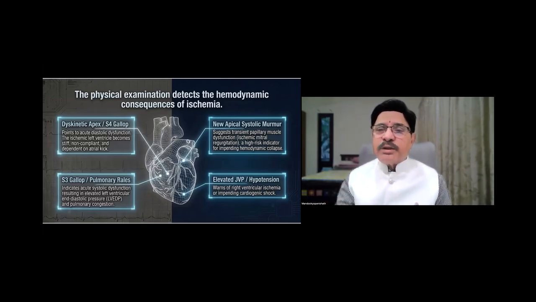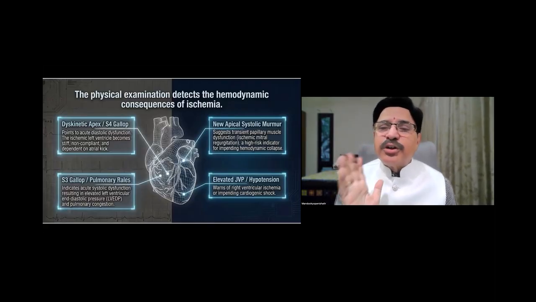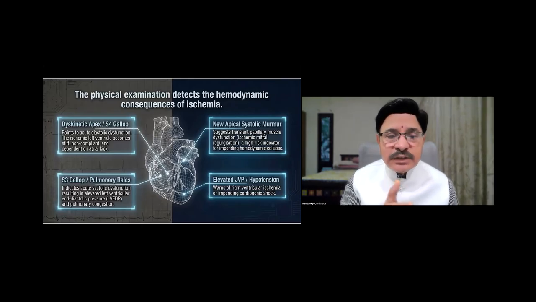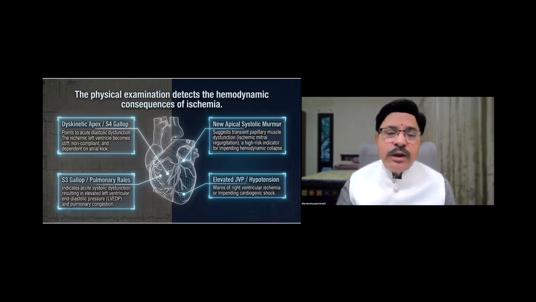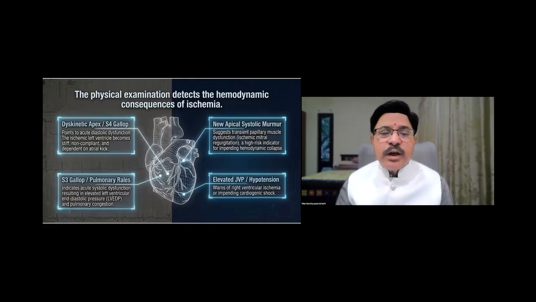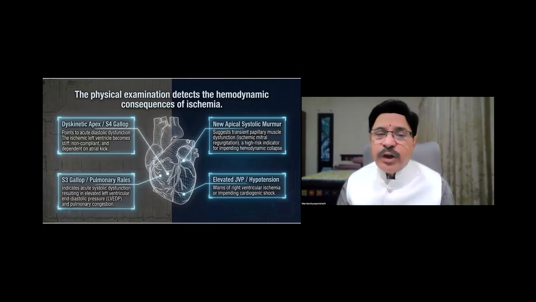Now a new murmur has developed at the apex. That is papillary muscle dysfunction. Or he has S3 gallop, the third heart sound. S3 gallop with pulmonary rales tells me he has elevated LVEDP. That is the elevated end diastolic pressure of the left ventricle and pulmonary congestion. S3 gallop is pulmonary congestion and left ventricular failure.